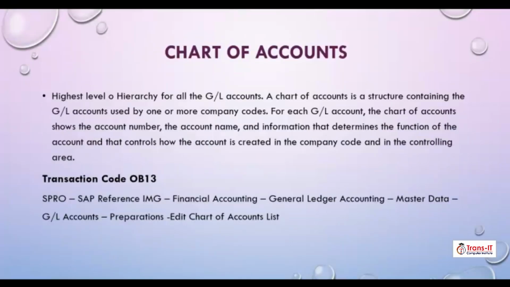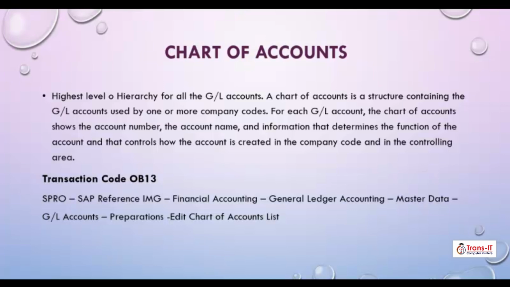So we will see what is the chart of account. Highest level of hierarchy for all the GL accounts. A chart of account is a structure containing the GL accounts used by one or more company codes. For each GL account, the chart of account shows the account number, the account name, and information that determines the function of the account and that controls how the account is created in the company code and in the controlling area.